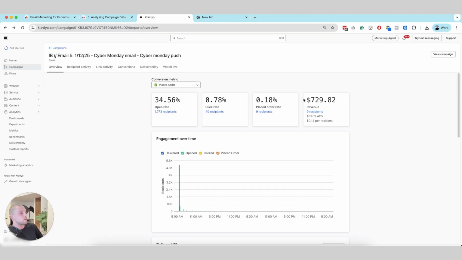Placed order rate, listen, this is really hard to tell. This is going to vary from email to email. Really what you want to be focusing on here is, this is going to be so skewed based off of the offer that you're sending here. So if you're sending in isolation, like if you're sending a split test with 2 different offers, this is the metric that you want to pay attention to.